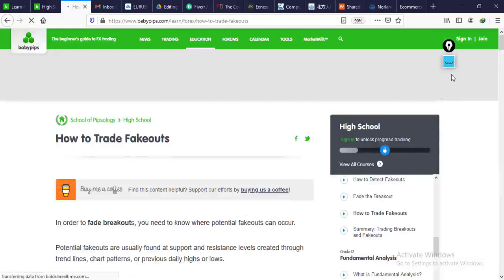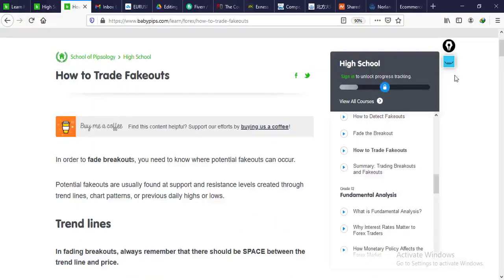So here we are on how to trade fakeouts. In order to trade the fakeouts, you need to know where potential fakeouts can occur. And there are areas or places where potential fakeouts are usually likely to occur: support and resistance levels, trend lines, chart patterns, and especially more so previous daily highs and daily lows.